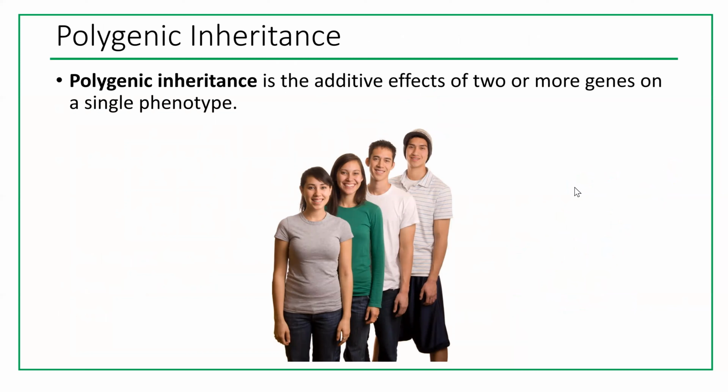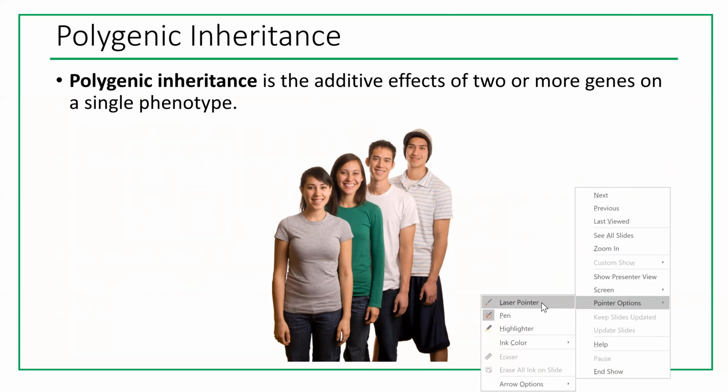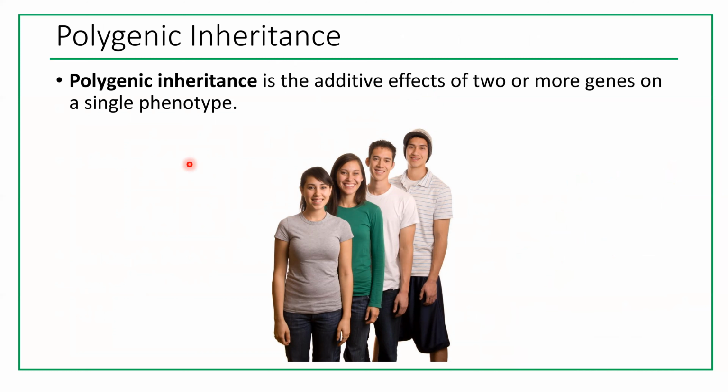Now, polygenic inheritance is another exception to Mendelian inheritance and is the additive effect of two or more genes on a single phenotype. So look, these people all have different heights, right? How is it possible that we don't have just short people and tall people? If tall is dominant, you know, we should have tall people and short people. Why do we have people of all different heights? Because your height is determined by more than one gene, several genes.